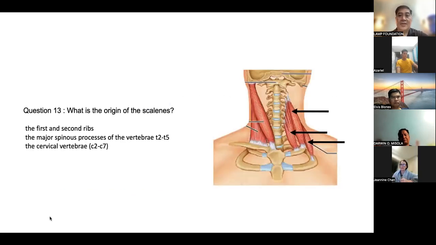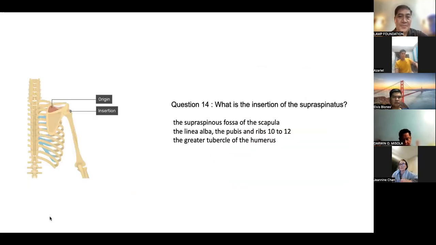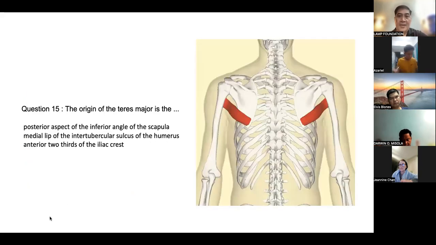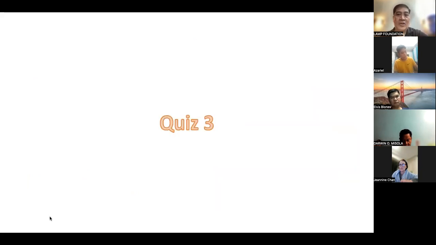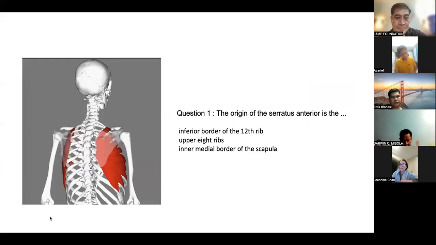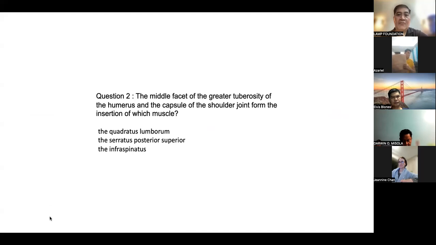Very good. Great. What is the origin of the scalenes? Yung cervical vertebra. Yeah, C2 to C7. What is the insertion of the supraspinatus? The greater tubercle of the humerus. Yes. The origin of the teres major is? Posterior aspect of inferior angle of the scapula. Great. The origin of the serratus anterior? Upper 8 ribs. Great. Middle facet of the greater tuberosity of the humerus and the capsule of the shoulder joint form the insertion of which muscle?